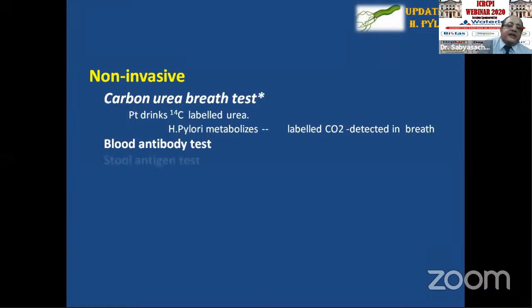Blood antibody tests, stool antigen tests, and now PCR are also available, but they're not commonly used in the Indian setting, particularly in our practice, for various reasons. They may be useful for community screening or post-treatment follow-up.